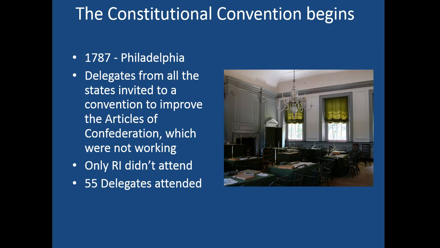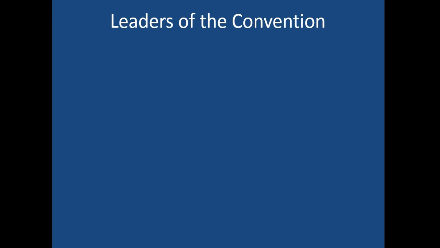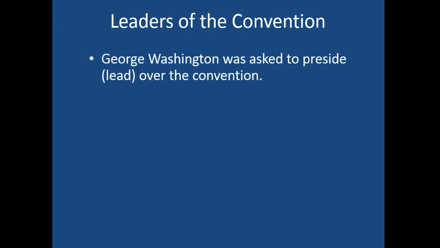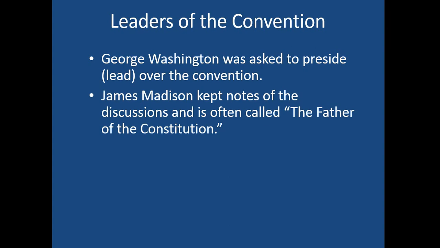55 delegates, and I must say that most of them were very wealthy individuals. We're talking slave owners, businessmen, people like that. Leaders of the convention: George Washington, of course, being the hero of the Revolutionary War, asked to preside over the convention. James Madison, often called the father of the Constitution, a small man, but a big mind. And he's the man, as we'll see, most responsible for giving us the structure of government that we have.